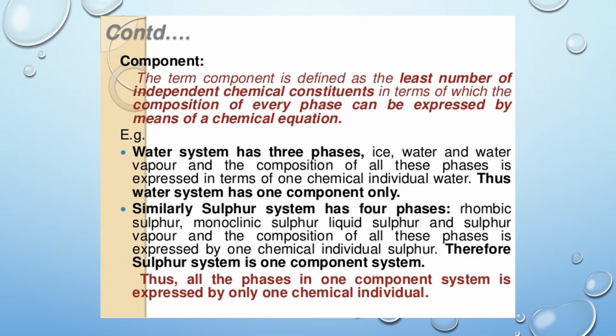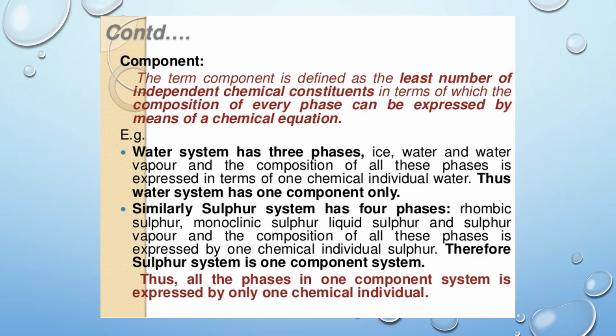For example, water system. We know that water system consists of three phases: solid ice, liquid water, and gaseous water vapor. Each of the phases is nothing else but water. Hence, all the three phases can be represented in terms of the composition of only one constituent, that is by the formula H2O. So, water system is a one component system.